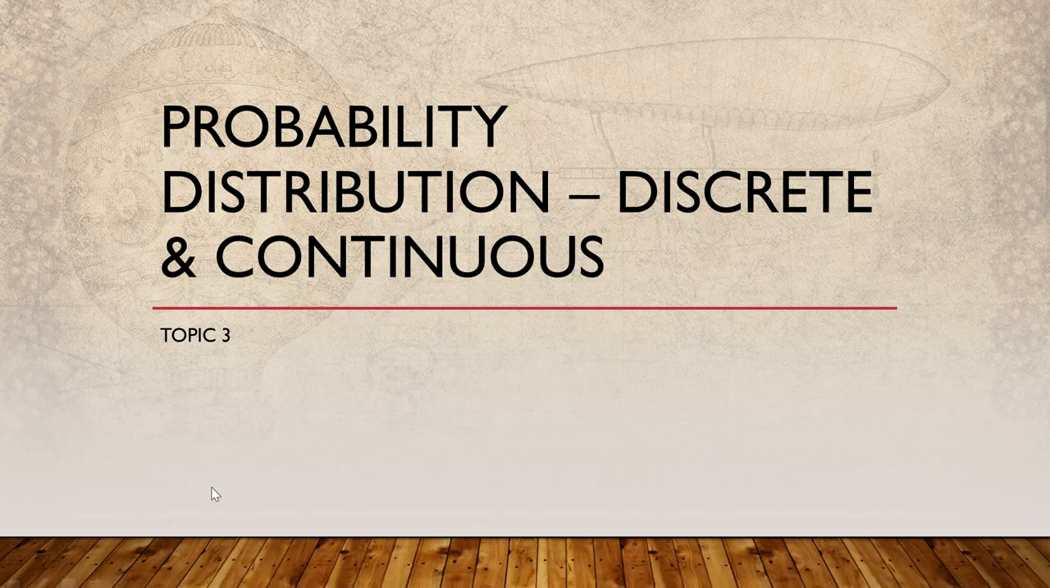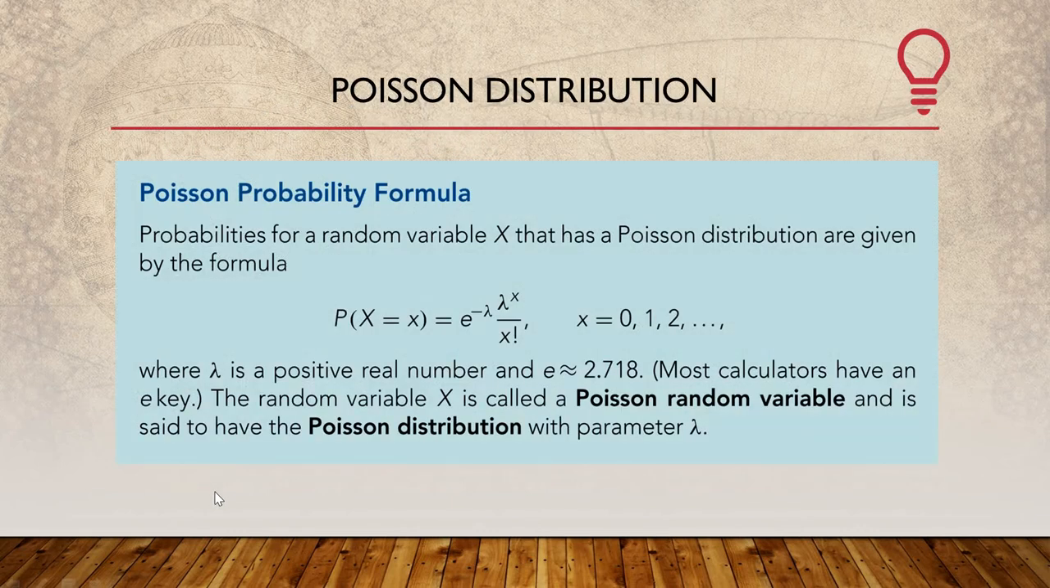So topic 3, continue with Poisson distribution. The Poisson distribution is given by the formula e power negative lambda, lambda power x over x factorial. The Poisson distribution has the parameter lambda, and it only has one parameter, which is lambda.